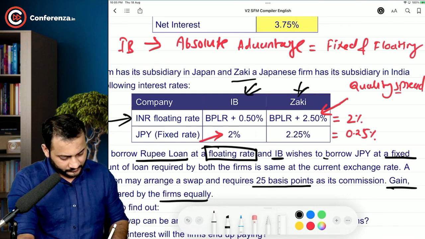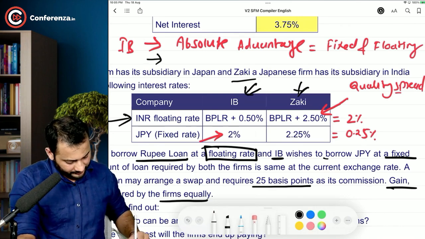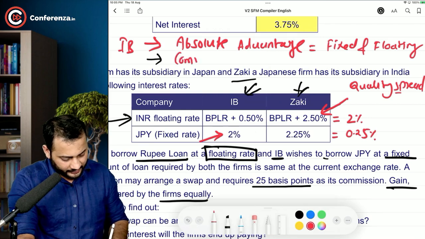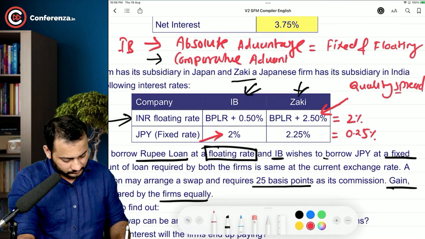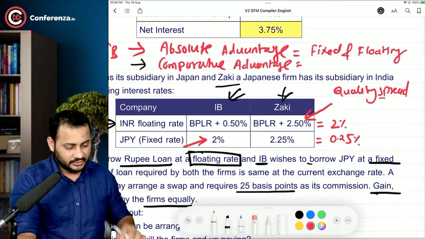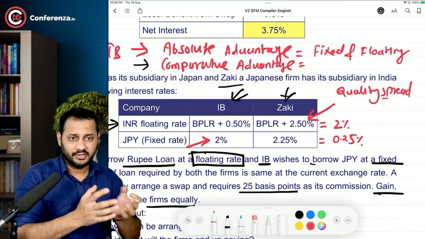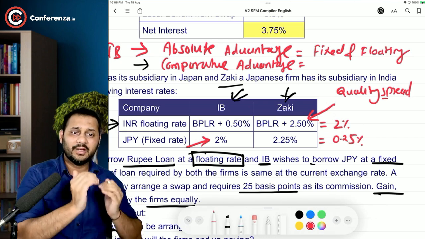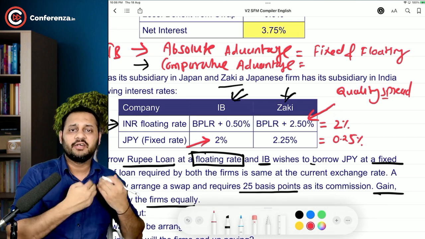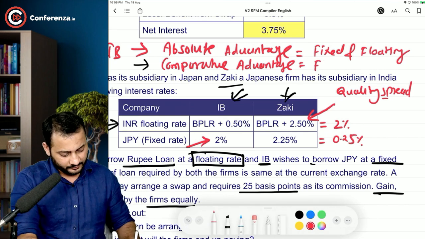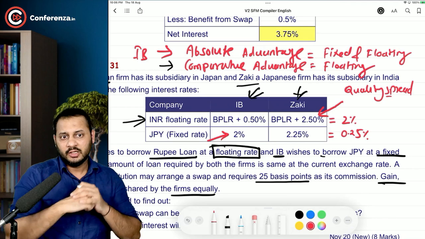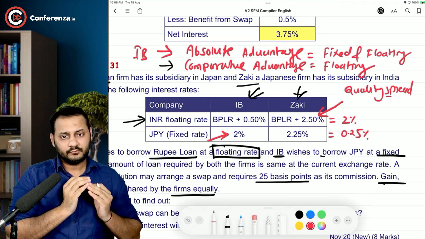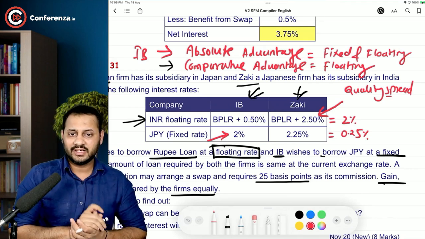Second thing. IB is enjoying comparative advantage. It means, obviously, it has an absolute advantage in fixed and floating. But when you compare fixed and floating, which advantage is better? Floating, because it's giving more return to IB.